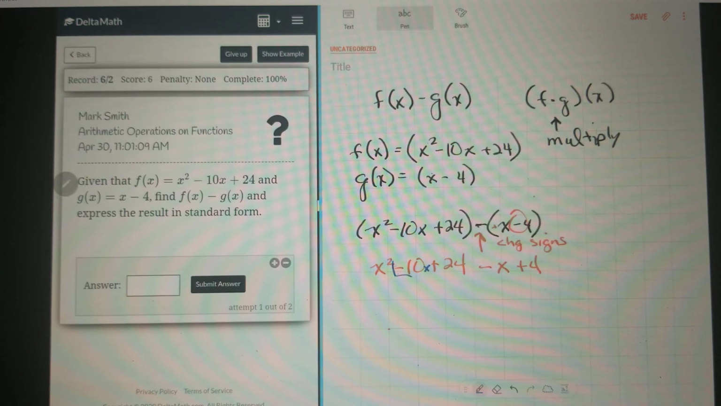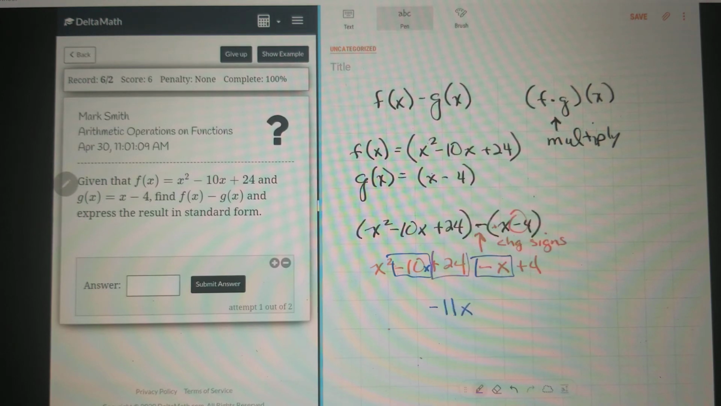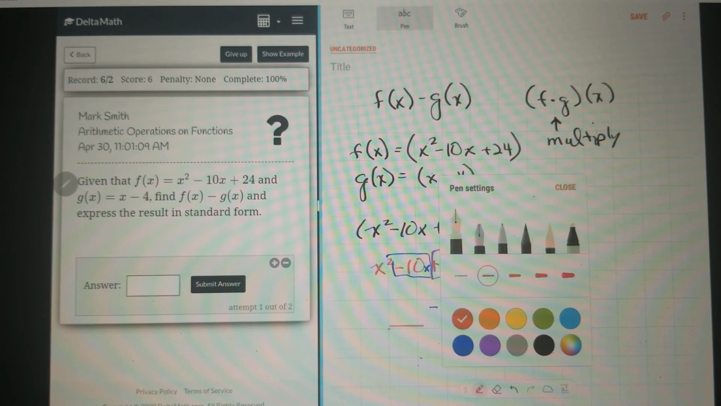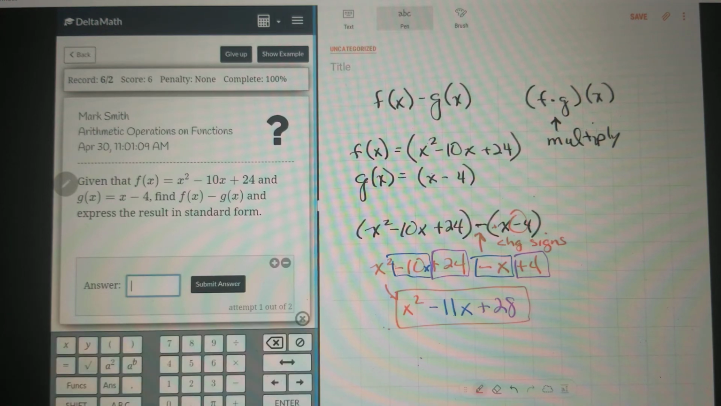Whoops, there's an x there. 10x plus 24. All right, so we take this 10x and this negative x. We have a negative 10 and then one more negative, so that gives us a negative 11x. And then I got these two numbers. I take this 24 and this 4, add them together, and I get a 28. And I just bring my x squared down from right here, and that's my answer. So my answer is x squared, subtract 11x plus 28.